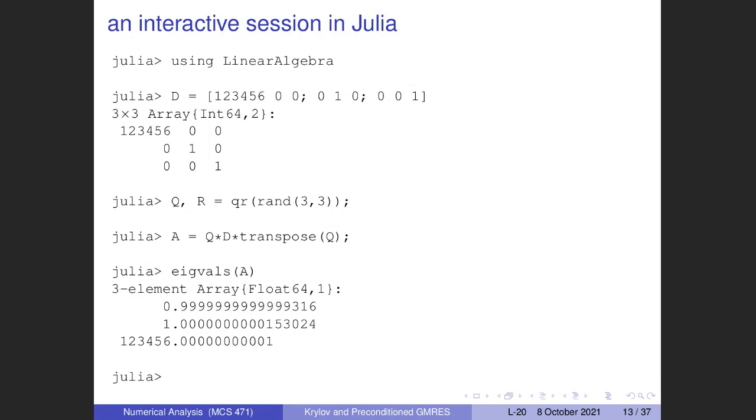Verify this in Julia. This is an interactive session where we make our matrix A, then we compute the eigenvalues of the matrix. And we see the 1, 2, 3, 4, 5 as the largest eigenvalue popping up.